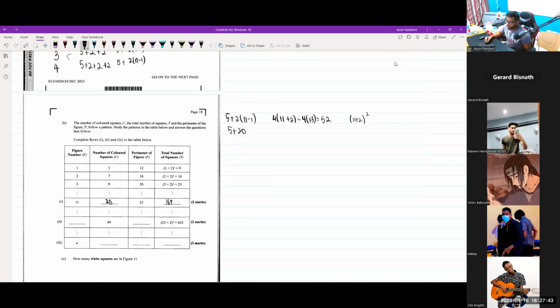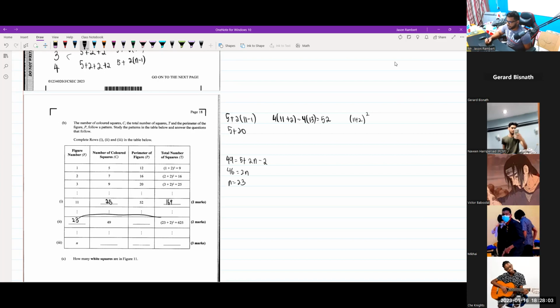When the number of colored squares is 49, I have 49 is equal to 5 plus 2n take away 2. 5 minus 2 is 3. Move it across. 46 is 2n, and n is going to be 23.